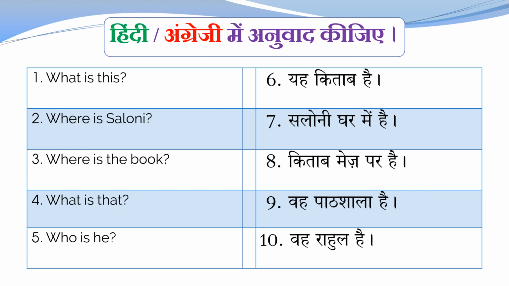What is this? Where is Saloni? Where is the book? What is that? Who is he? Yah kitab hai. Saloni ghar mein hai. Kitab mez par hai. Vah paathshala hai. Vah Rahul hai.